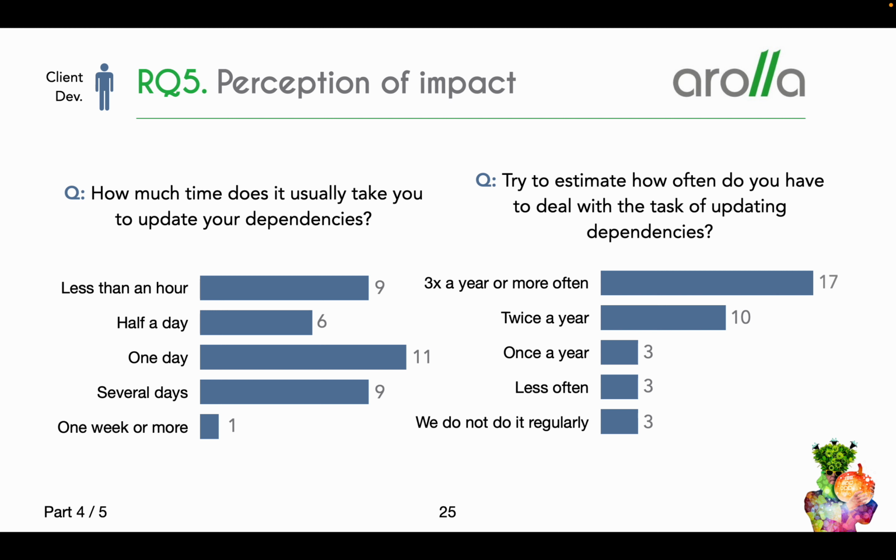The other question that we ask is to try to estimate how often you have to deal with the task of updating dependencies. And this was rather surprising for us because 17 developers out of 37 answered that they need to update their dependencies 3 times a year or more often. So this is very often. We did not expect this. 10 developers do this twice a year, and then 3 developers for each of the other options: once a year, less often, or they specify that they do not do it regularly.